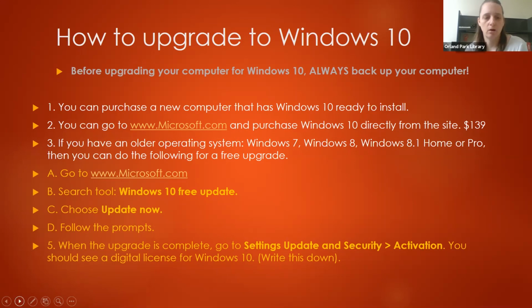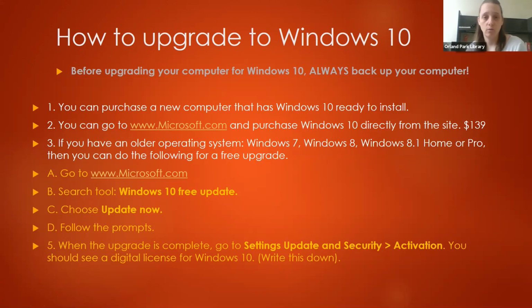And from there, I've just kind of put a couple of the things that we have on here, and then I'll go ahead and share my screen with you just so you can see that. You can go to Microsoft.com, and then through the search tool, we're going to put in Windows 10 free update. And then a menu is going to come up, and we're going to choose to update it now. And then you just follow the prompts on your computer.